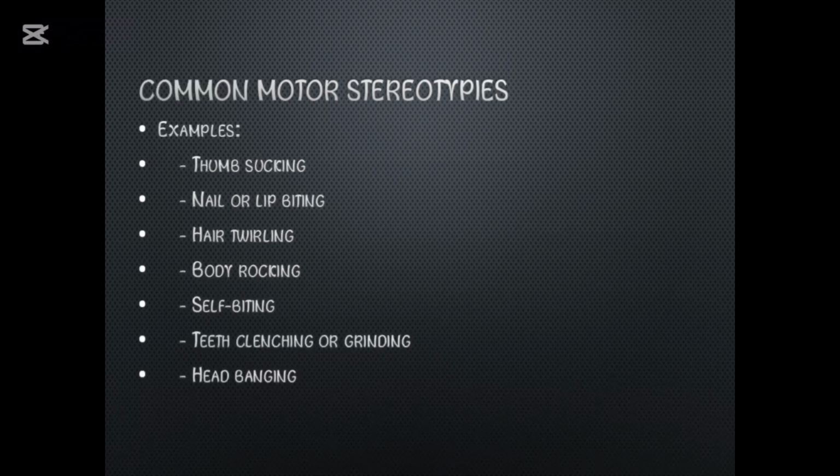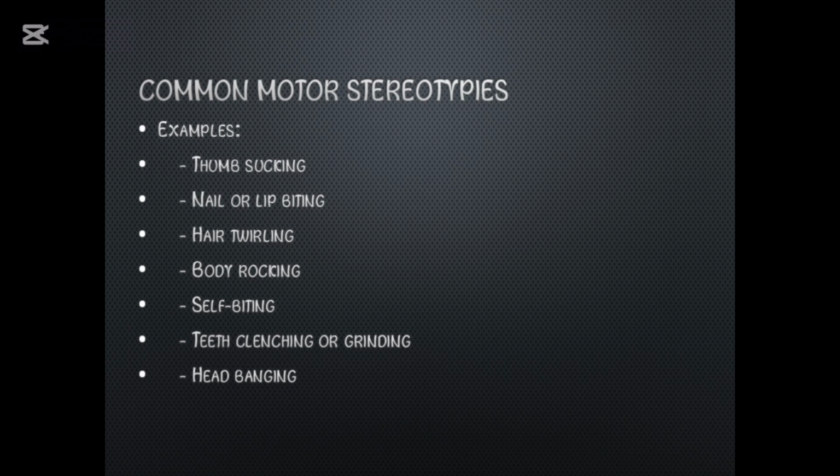Now let's talk about some major types of motor stereotypies, which are common motor stereotypies and complex motor stereotypies. So the first one we are going to discuss is common motor stereotypies. These behaviors typically resolve in childhood, but some may persist into young adulthood. Some common motor stereotypies may overlap with habits in children.